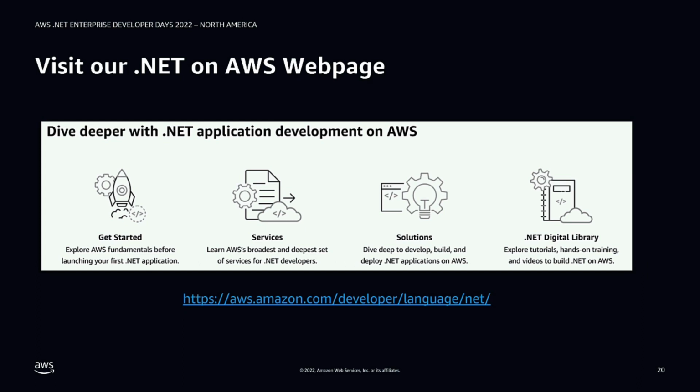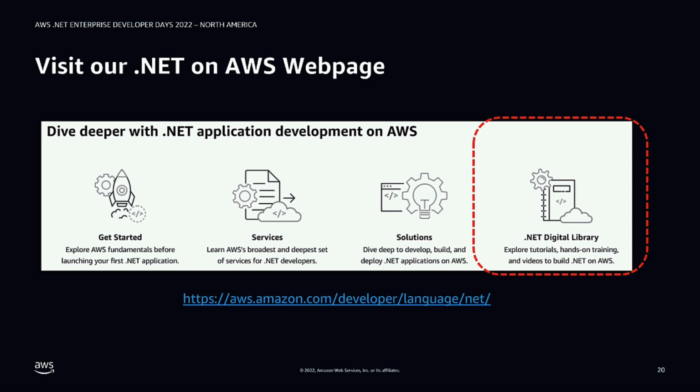And if you want to explore further and learn more about the services and tools we offer to migrate and modernize .NET applications on AWS, please visit our .NET on AWS webpage, which we launched a few months back. It offers resources for .NET developers with beginner-level experience on AWS to advanced-level solution architects. My personal favorite is the .NET Digital Library. It is a one-stop shop for exploring curated .NET on AWS resources, including tutorials, hands-on training, developer guides, and workshops.